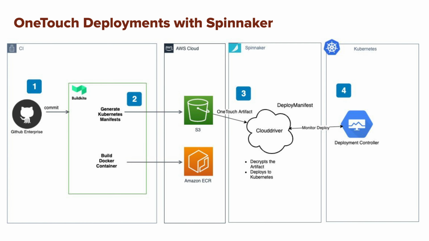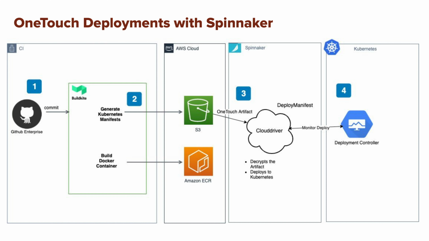So how do we actually teach Spinnaker to deploy these OneTouch services? This is an overview of what the deployment process looks like. So we have GitHub Enterprise. A developer makes a commit. That commit sends an event to our CI platform. We run our CI on BuildKite, which is a CI provider.